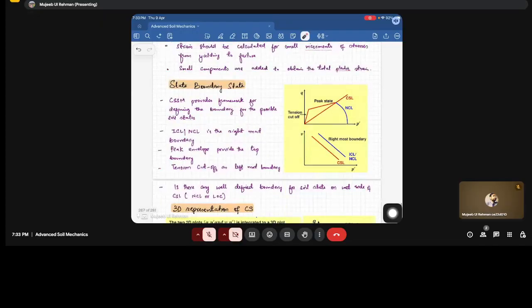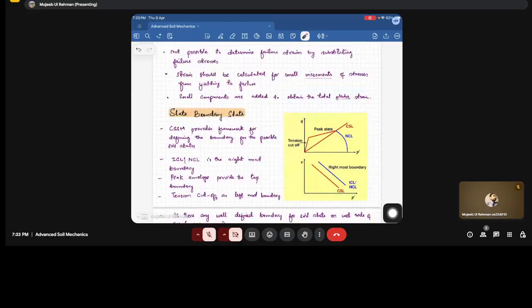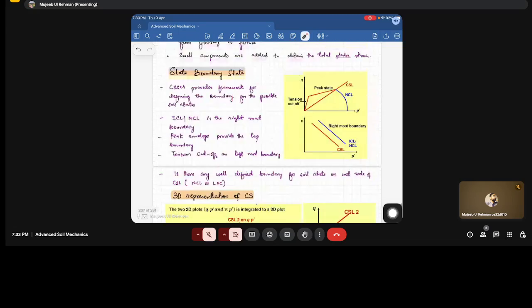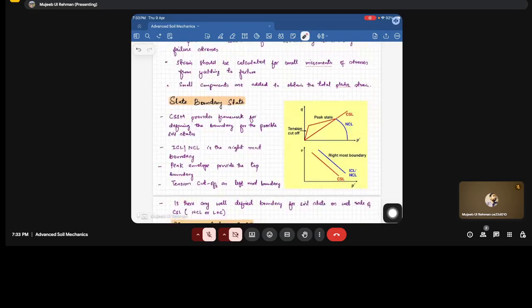Now, after that, we have this state boundary state. What this state boundary state is like: in the last few weeks, we have said that the NCL is a rightmost bound, so there cannot be any state to the right of the NCL, and also there's a tension cutoff.